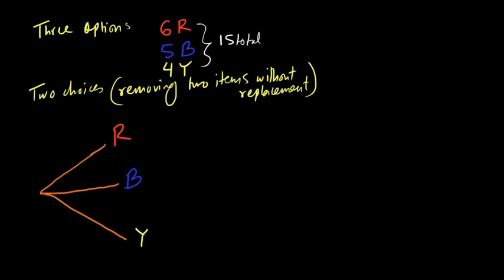Now we have removed this. So the probability is going to be 6 out of 15, or it is going to be 5 out of 15, or it is going to be 4 out of 15 for the first choice. Okay. Now the second choice.